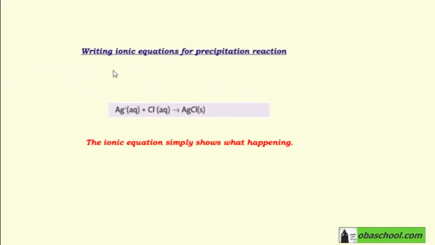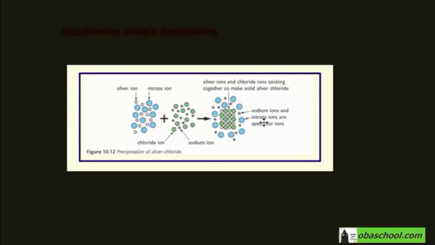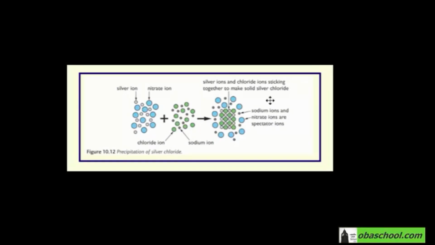Writing ionic equations for precipitation reaction. The ionic equation simply shows what's happening. We will see what happened again. We said that sodium and nitrate are the spectator ions. The main ones are the silver and chloride ions. These are the only ones used in the ionic equation.